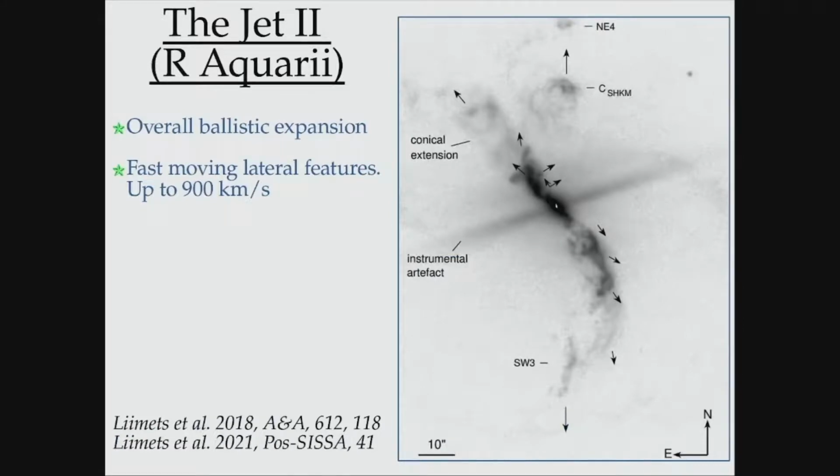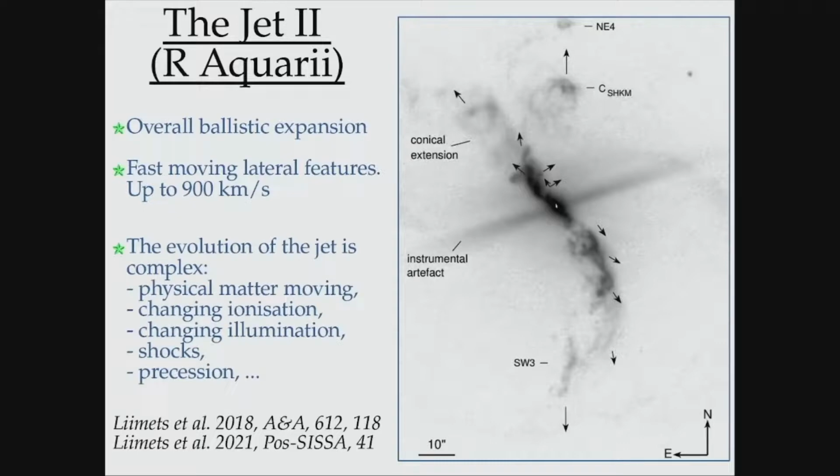And overall, the jet has this S shape, and it expands ballistically, but we could also see very fast moving lateral features, and they are moving up to 7-8 times faster than from the radial velocities. So again, it cannot be real matter moving, but there has to be some other mechanism which shock ionizes or illuminates these parts on the spot.